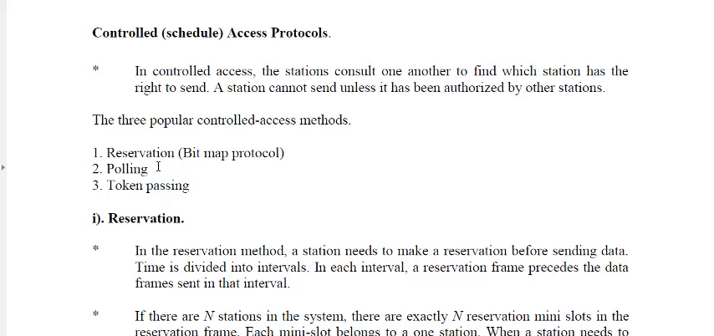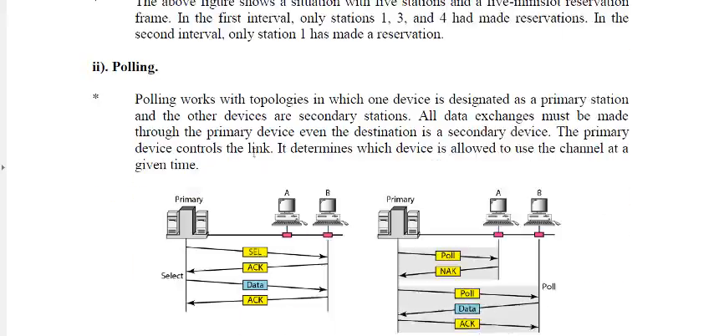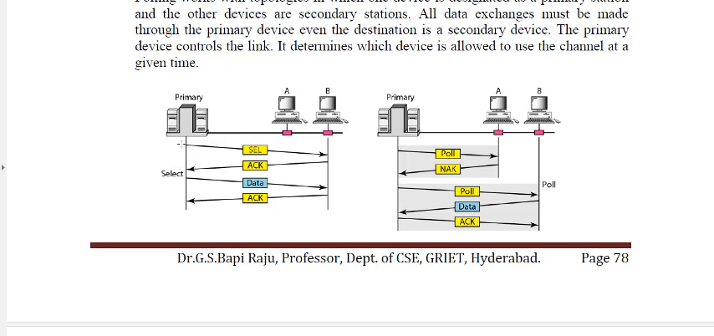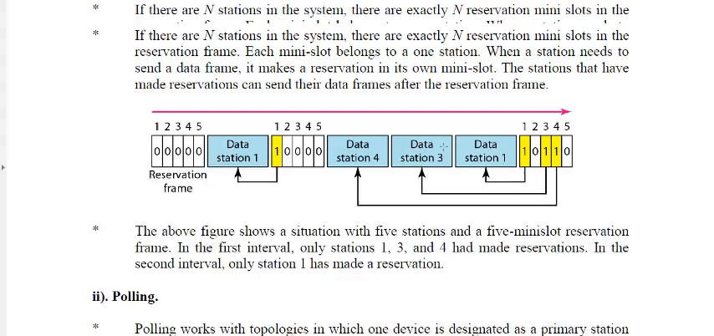The second thing is polling. What is meant by polling? In polling, the master, the primary, polls the stations one after another. It first polls A, and A gives a negative acknowledgement. Then it polls B. B sends the data, and of course it sends the acknowledgement. So the master polls all the stations one after another. If a station says it has a packet to transmit, it is allowed to transmit. If it doesn't have any packet to transmit, it automatically goes to the next station, and this goes on. So this comes under polling.